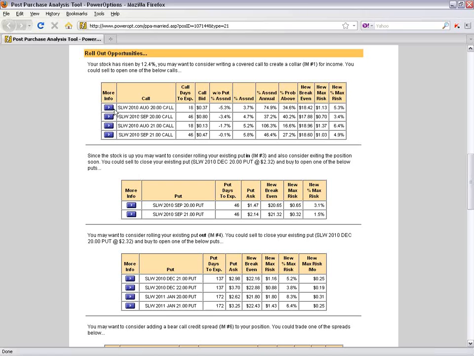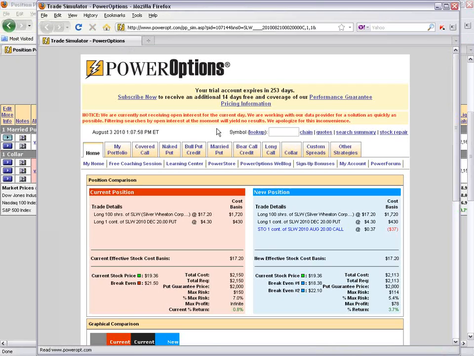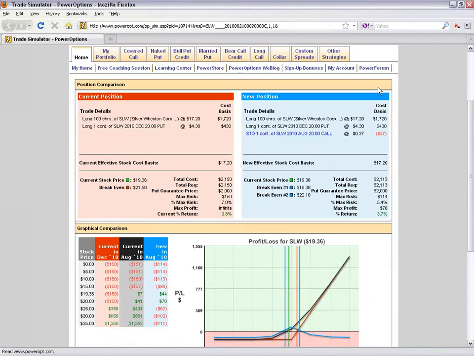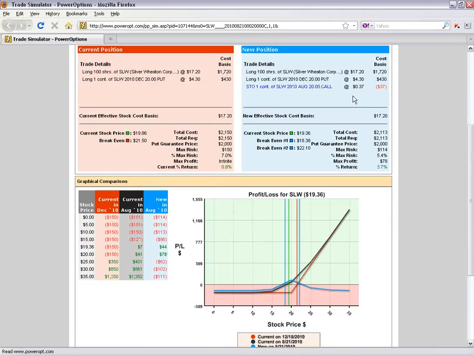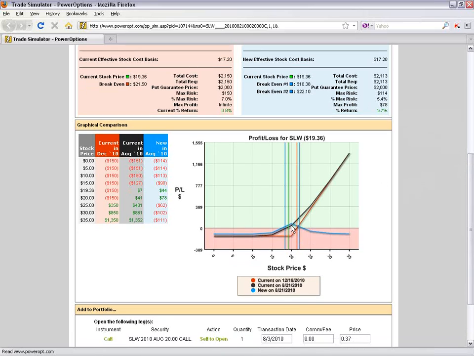If we wanted to simulate what this would look like if we applied this potential opportunity to our married put, we use the More Information button next to the Rollout Opportunity, and I'll click on Simulate Trade New. The simulation on the left in the red is our original position, current return of 0.8, maximum risk of 7%, and then over on the right we're shown what would happen if we sold this August 20 call for 37 cents. Now, we don't do too well on this one because the premium's lower, and we do reduce our maximum risk to 5.4%. We can make a potential return of 3.7%. The stock's not really trading as high as we want it to.